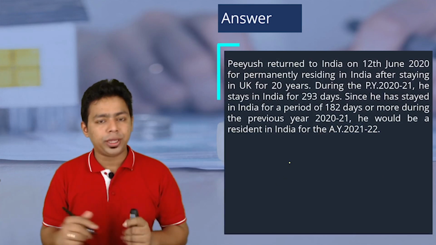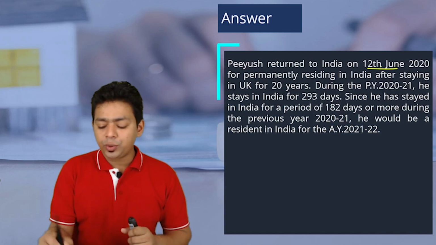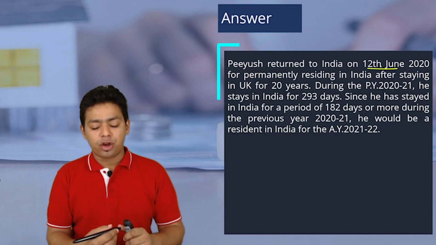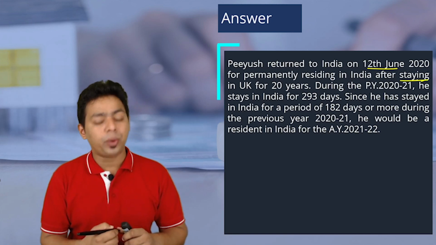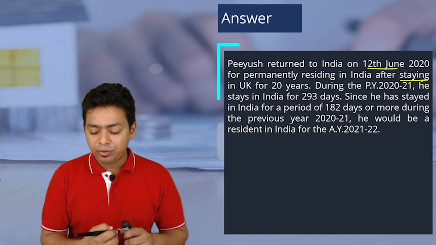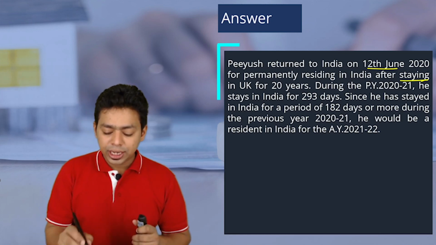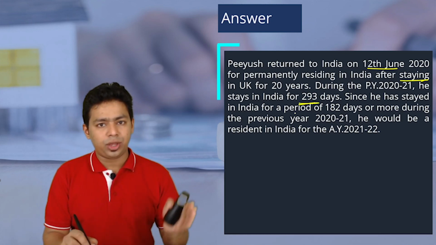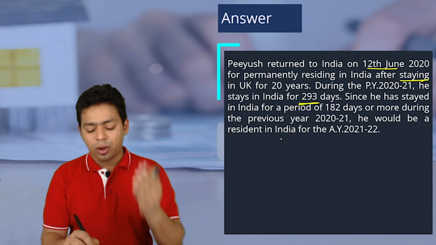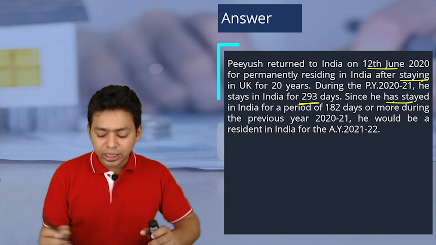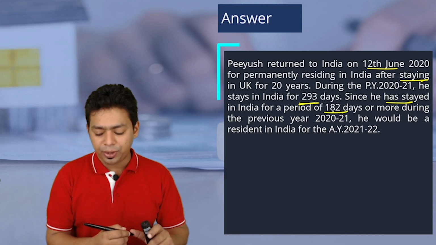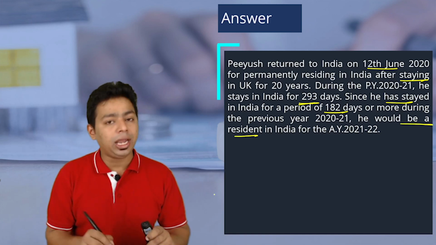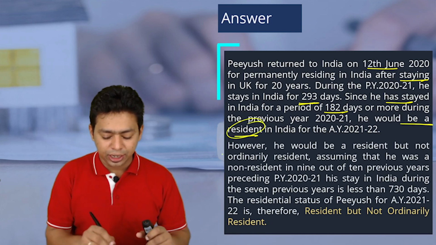Look at this. How do you present? Piyush returned to India on 12th June 2020 for permanently residing in India after staying in UK for 20 years. During the previous year 2021, he stays in India for 293 days. Okay, from 12th June onwards you have to count. Okay, since he has stayed in India for a period of 182 days or more during the previous year, he would be resident in India. Obviously, the resident in India.